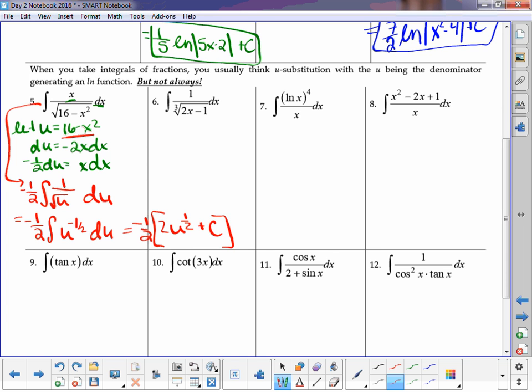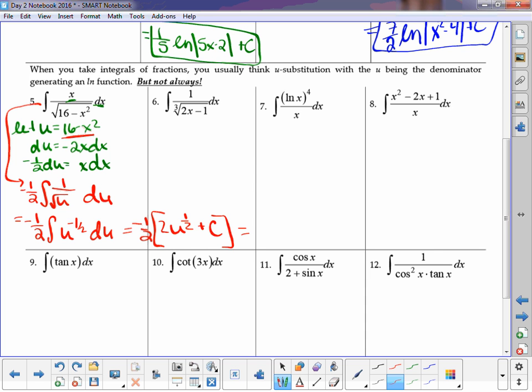Remember the power rule? That was back in October. So you have to add 1 to your exponent and divide by your new exponent. When I divide by 1 half, it's the same thing as multiplying by the reciprocal. I like to just automatically multiply by the reciprocal. It seems easier.